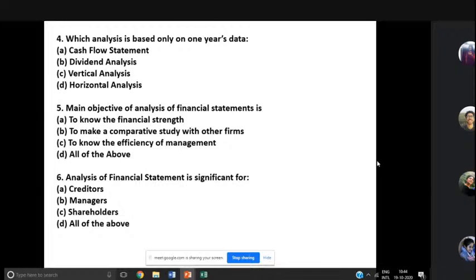Main objective of analysis of financial statement. You do ratio analysis, cash flow statement, fund flow, all. For what? All of the above. Yes, D is the answer. Analysis of financial statement is significant for? Option D. All of the above, yes.